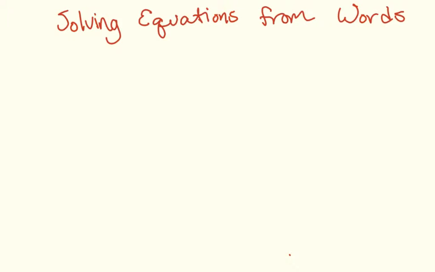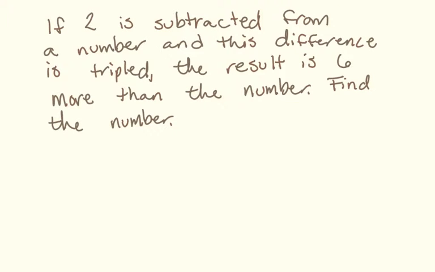Alright, in this video we're going to look at how to solve equations from words. We're just going to be looking at basic problems where they gave us the equation in word form. So in this case it says if 2 is subtracted from a number and this difference is tripled, the result is 6 more than the number.